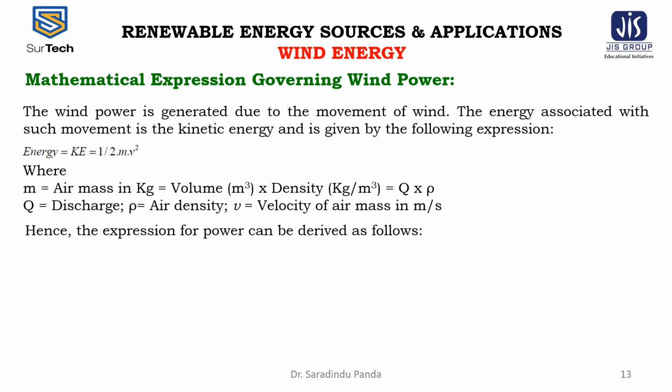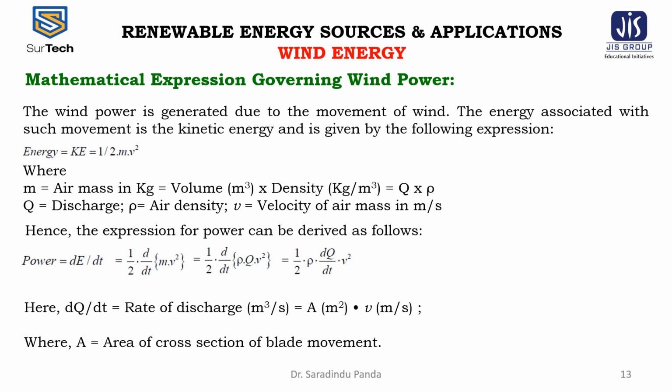Hence the expression for power can be derived as follows. The power is equal to d by dt of energy, is equal to half of d by dt of m v square, that's equal to half of d by dt of rho Q v square, that's equal to half of rho dQ by dt into v square. Here dQ by dt is equal to the rate of discharge, that is meter cube per second, that's equal to A into v, that is meter square into meter per second, where A is the area of the cross section of the blade movement.